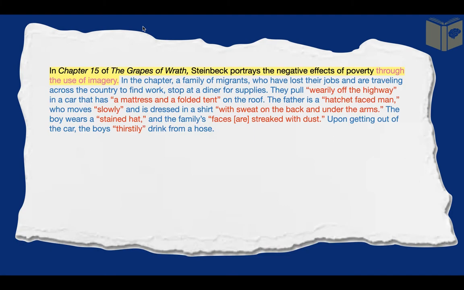In the chapter, a family of migrants who have lost their jobs and are travelling across the country to find work stop at a diner for supplies. They pull wearily off the highway in a car that has a mattress and a folded tent on the roof. The father is a hatchet-faced man who moves slowly and is dressed in a shirt with sweat on the back and under the arms. The boys wear a stained hat and the family's faces are streaked with dust. Upon getting out of the car, the boys thirstily drank from a hose.